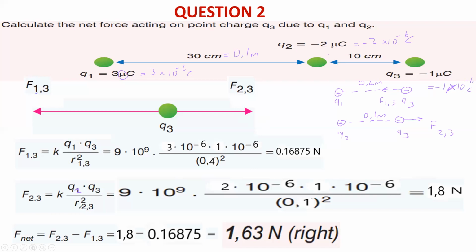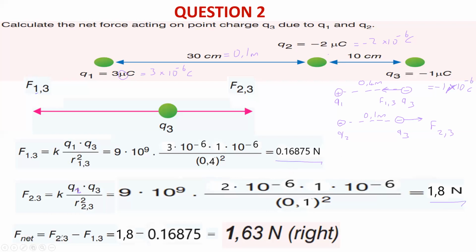Next, F23 is k times Q2 Q3 over R23 squared, sorry, one more time, a mistake. 9 times 10 to the power of 9, then Q2 is 2 times 10 to the power of negative 6, and Q3 is 1 times 10 to the power of negative 6, over 0.1 squared. When you calculate, you get 1.8 newtons. Another important thing, people: please don't round off before your final answer. Use at least 5 or 6 digits, but don't round it off. If you round it off, the final answer will be different. Please be careful about that.